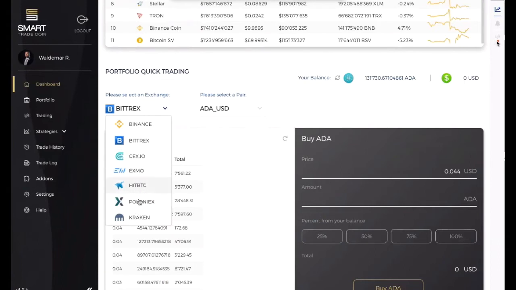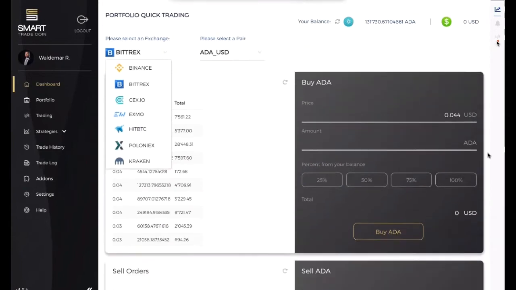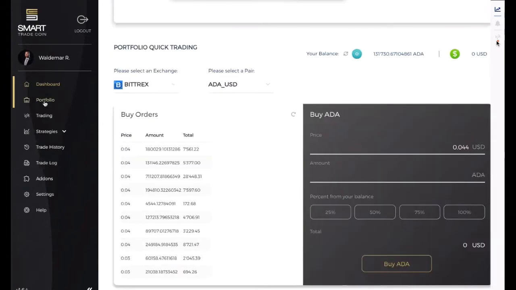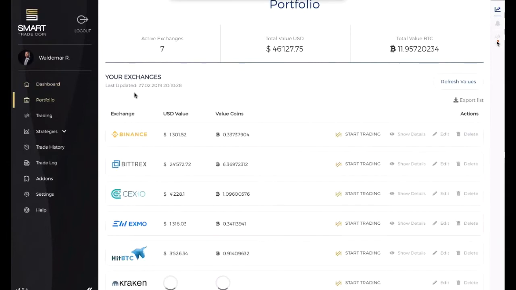Here we all look the same, but now, so that I can continue to work with our program, in the first place I need to go into the portfolio. I see that at this moment in this account 7 exchanges are connected, and in general there is already $46,000 on all 7 exchanges, which means 12 bitcoins at the current rate.